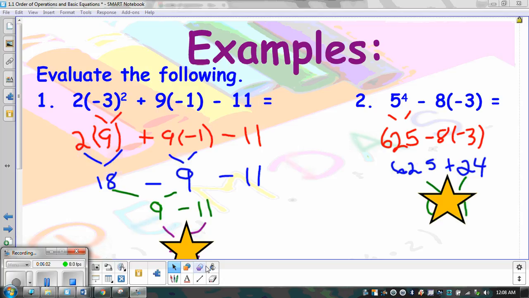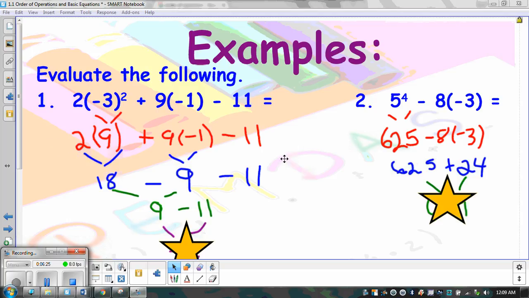Then we look for exponents. You will notice right here we have the base -3 to the second power. That means there are two -3s. -3 times -3 is a positive 9. Please notice I rewrote the 9 in parentheses, and then I rewrote the rest of the problem. I am only doing one step per line.